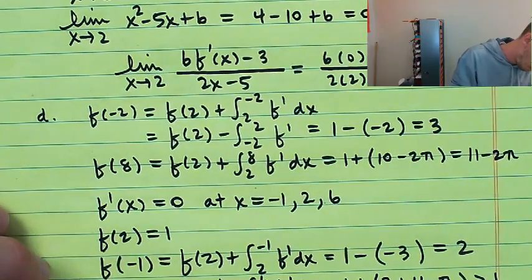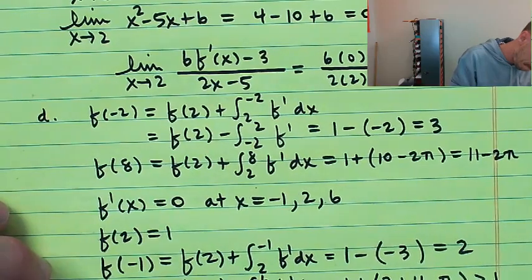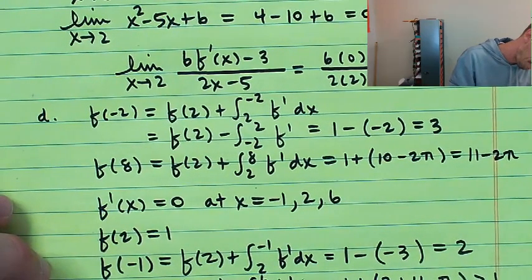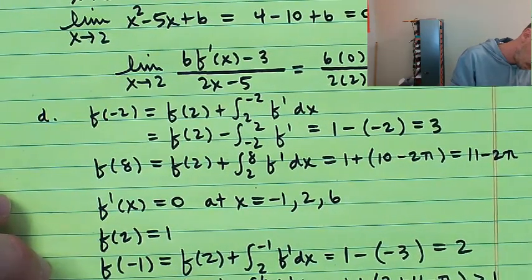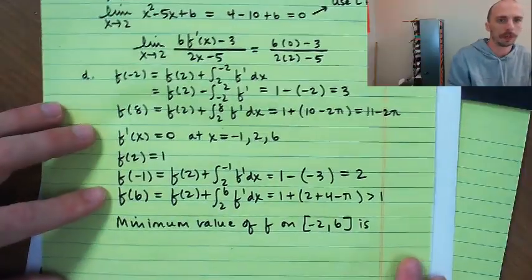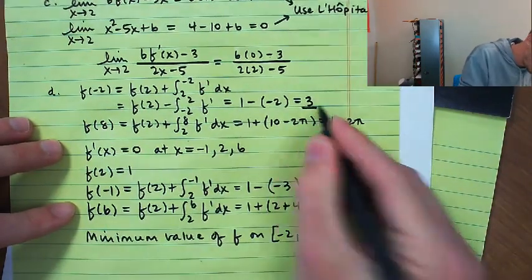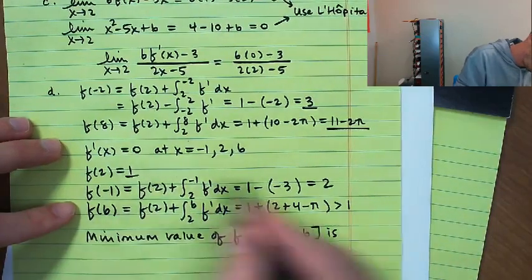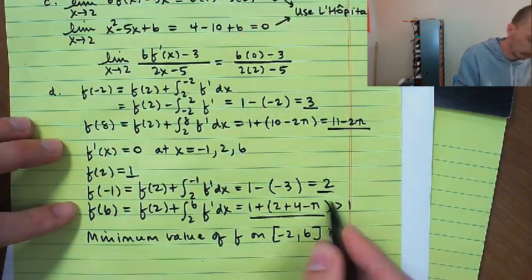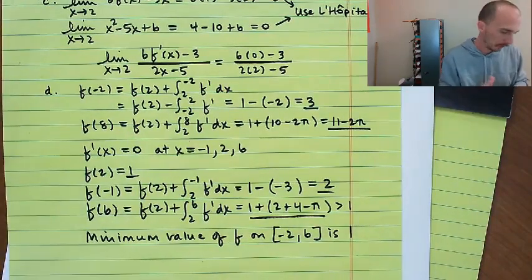And then it said find the absolute minimum value of f on the closed interval -2 to 6. I can't even see what I'm writing, I'm very zoomed in here. It's going to be that 1, because that's the lowest thing I'm seeing between 3, 11 minus 2 pi, 1, 2, and this number, which is clearly bigger than 1. So I'm going to say the minimum value is 1. And then that's my justification.